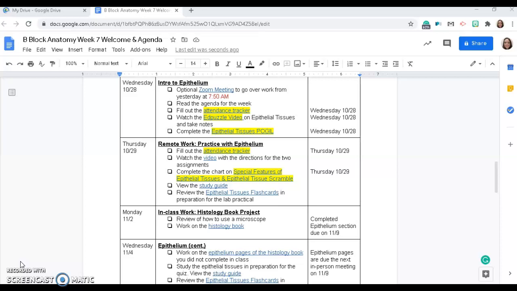And then there is also a link for the quiz study guide and the epithelial tissues flashcards. This will be a lab practical where you will look at some slides of tissues and have to identify them. So these are photos of different microscope images of epithelial tissues to help you practice.